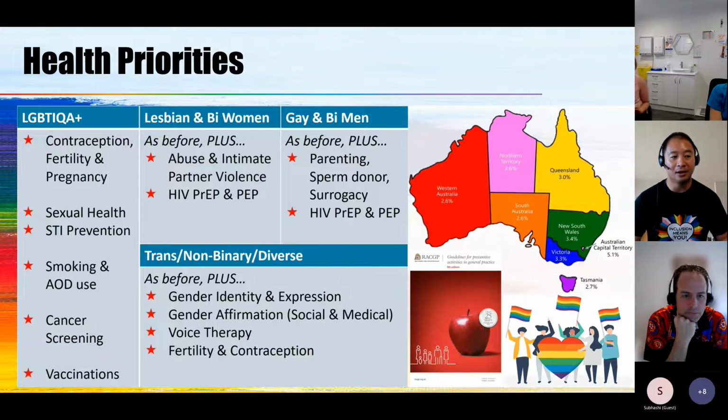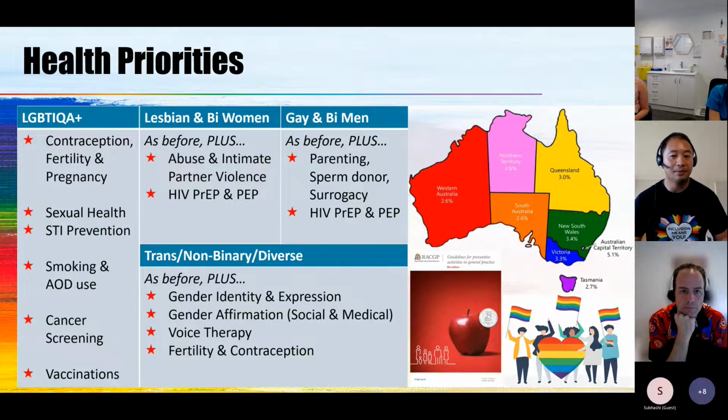LGBTIQA+, we will always think about contraception, fertility, and pregnancy. Think about sexual health, STI prevention, smoking, alcohol, and other drug use. Cancer screening as well, as per the Red Book, but also think about vaccinations. Nothing special there, right? But if we look at the subgroups as well, if we're looking at lesbian and bi women, then we also need to consider these areas. So do everything for the general population, plus screening for abuse and intimate partner violence, because sadly, this is a huge part of what happens in this community.